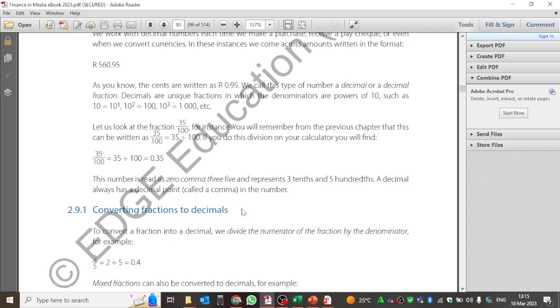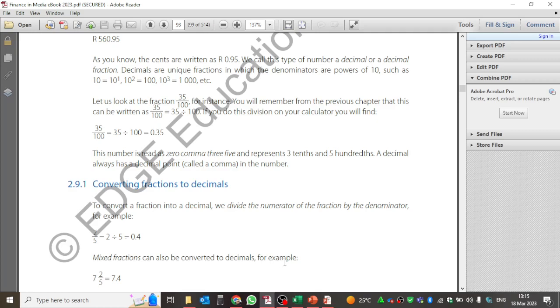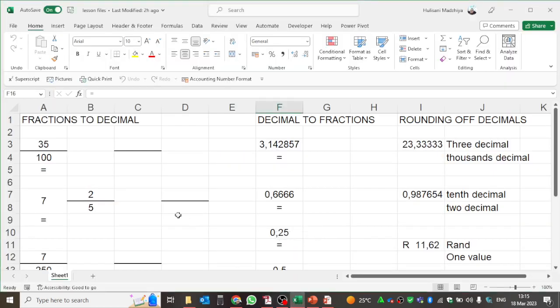So in today's lesson, I'm going to be using Excel so that I can show you a better way of how we reach the decimal point. I'm going to use the example that is in the textbook first, and then from there I'm going to take some activity examples and we're going to perform them here.